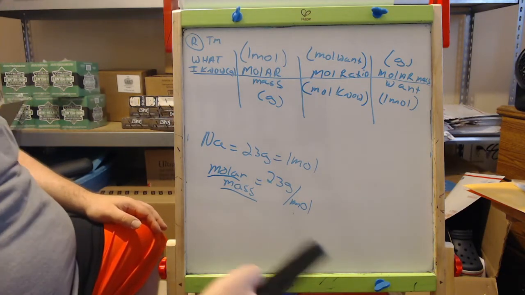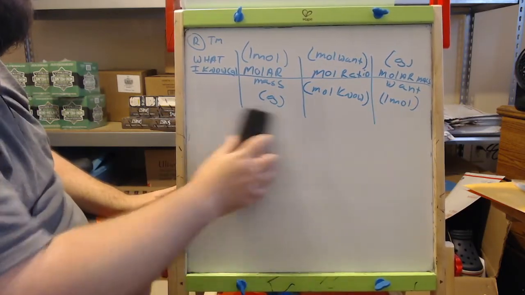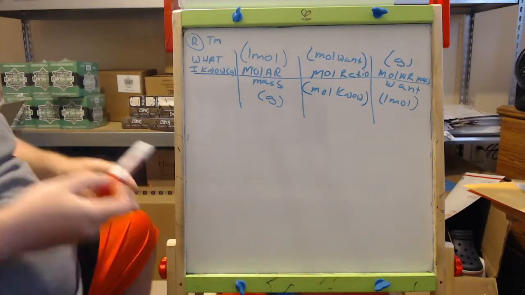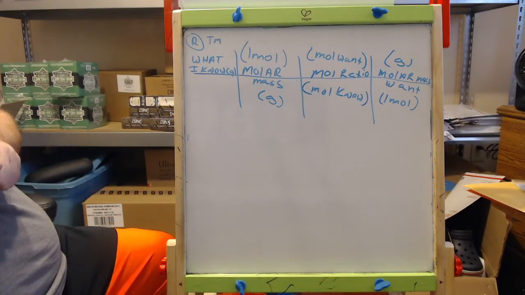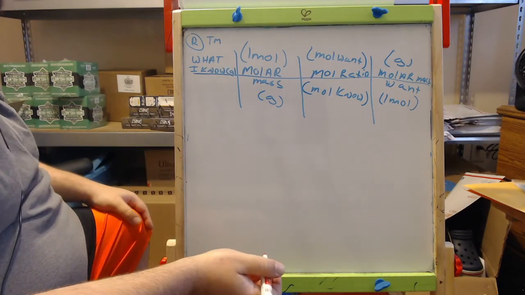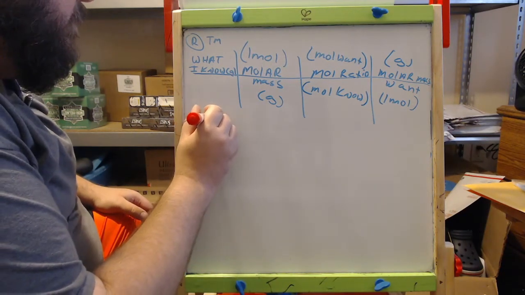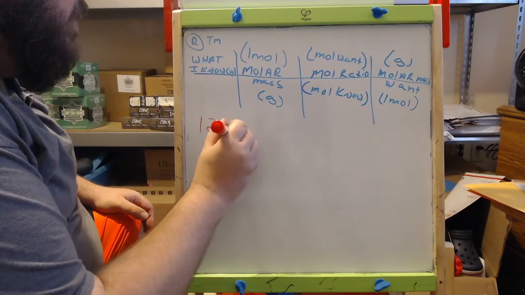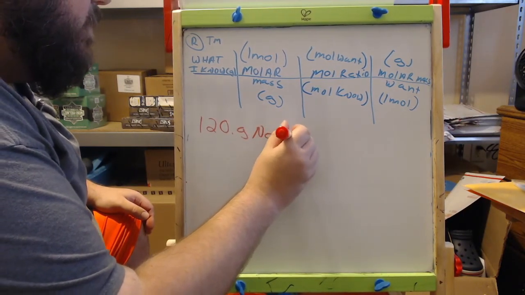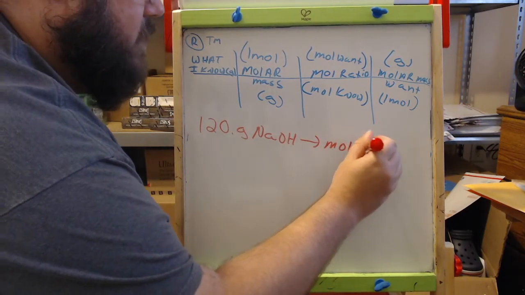Okay? So let's do a simple one to start. Let's say I've got 120 grams of sodium hydroxide, and I want to know how many moles of sodium hydroxide that is.